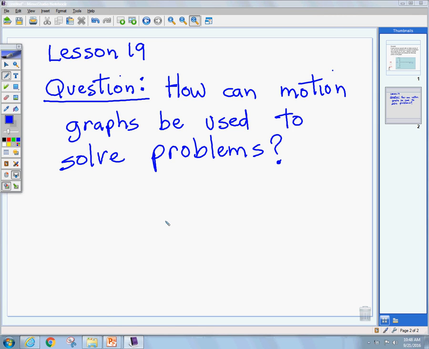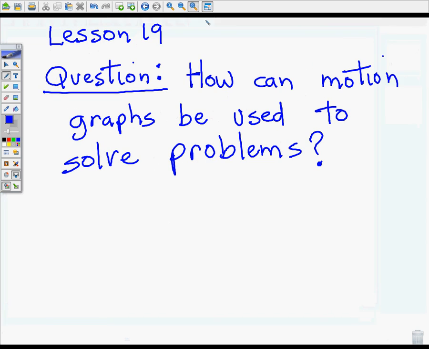All right, lesson 19, question. How can motion graphs be used to solve problems? There's two key features on a velocity time graph that can be extremely useful when you're solving motion graphs. I want to tell you about those two key features, and then I want to show you examples. Okay? Everyone have the question copied down? Good to go? All right.